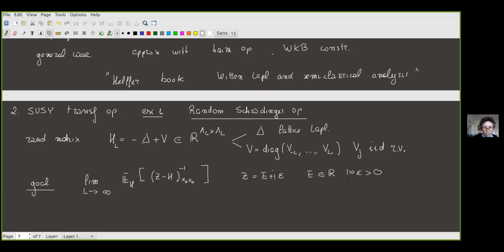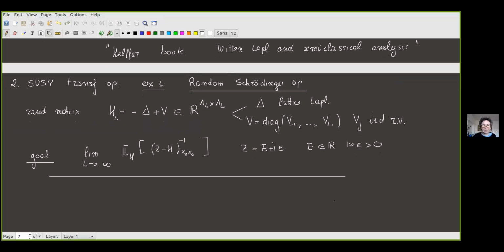Now H is a real symmetric matrix, so it's diagonalizable. All the eigenvalues are real. So if we take Z to be complex, this matrix is invertible, and all this is perfectly well defined. Now the question is to study the limit when the volume goes to infinity.